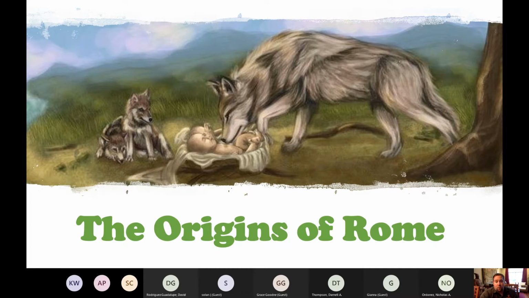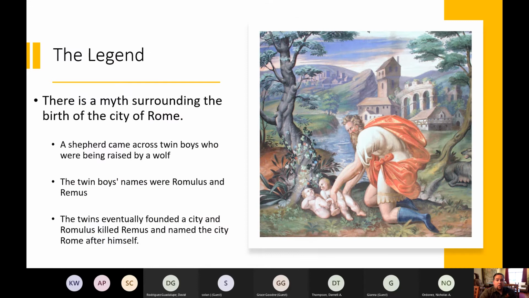We're going to talk about the origins of Rome. There's a legend surrounding the origins of it. It's a myth that talks about how a shepherd came across twin boys who were being raised by a wolf. The twin boys were named Romulus and Remus. The twins eventually founded the city, and Romulus kills Remus and names the city Rome after himself.